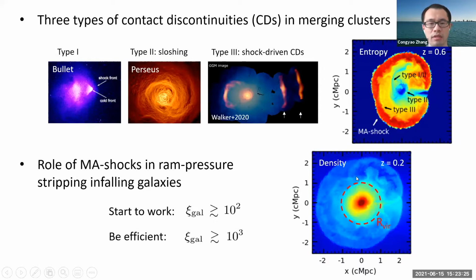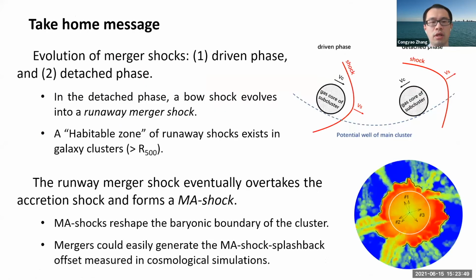And this is my last slide. Once MA-shock is formed, a fraction of gas is distributed beyond the virial radius, which plays an important role in ram pressure stripping in infalling galaxies. And the efficiency of such a process is sensitive to the mass ratio between the infalling galaxies and the clusters. I think I will leave my conclusions here.